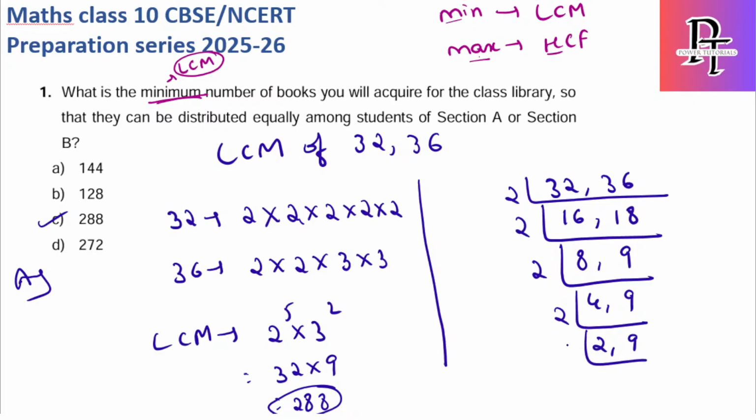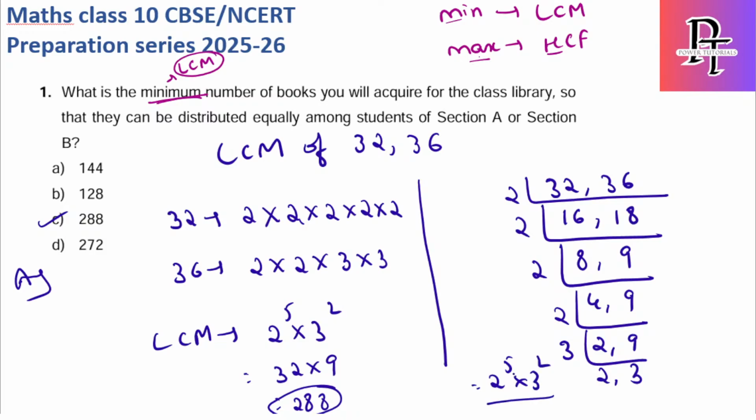Then with respect to 3, if I divide, I'll get 2 and 3. Now all these are prime numbers, so we simply multiply 2 into 2 into 2 into 2 into 2, which is 2 power 5 into 3 square. The same answer, which is 2 power 5 into 3 square.